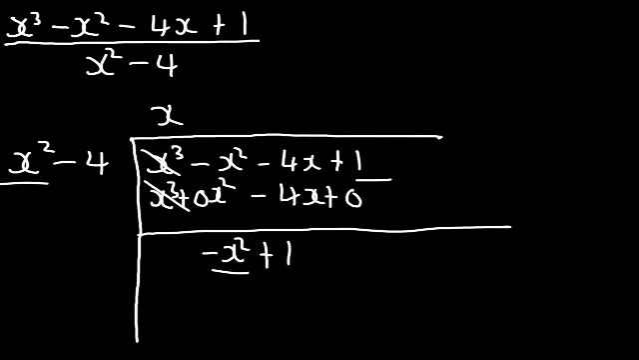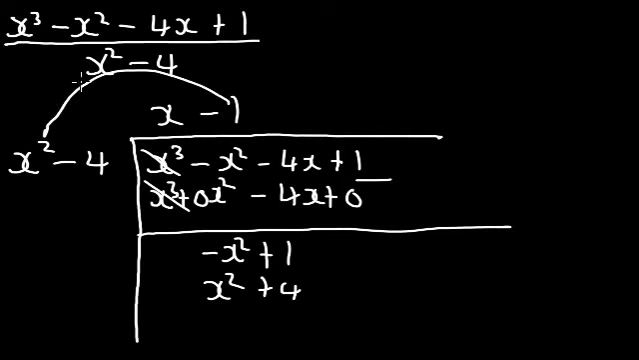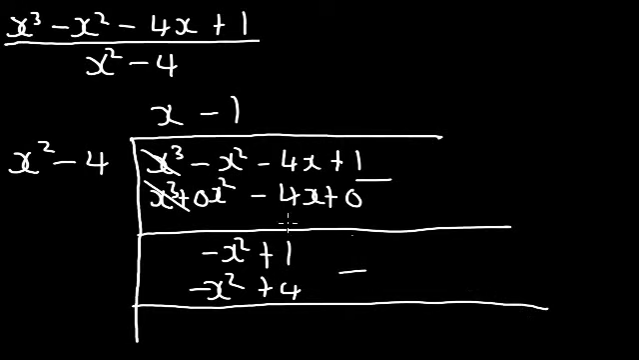X squared divided by x, that's negative 1. Now multiply 1 times x squared, that's x squared. Then negative 1 times negative 4, that's positive 4. This is negative 1 times x squared, so it should be negative x squared. Now we can subtract. We have multiplied, next is to subtract. Negative x squared minus negative x squared, that should be indeed negative x squared plus x squared, which cancels each other. Now positive 1 minus positive 4, that will be negative 3. So eventually the remainder is negative 3.